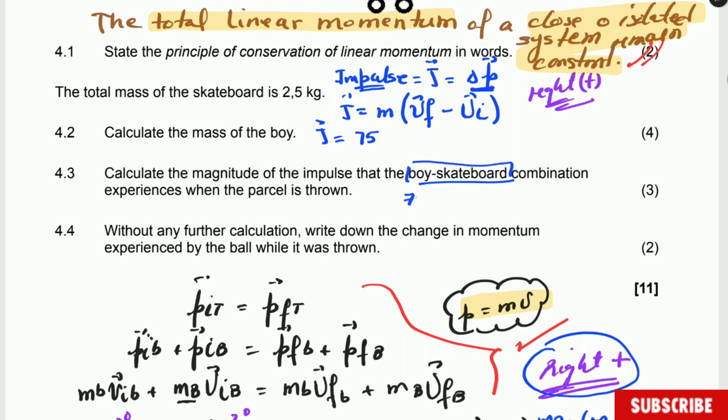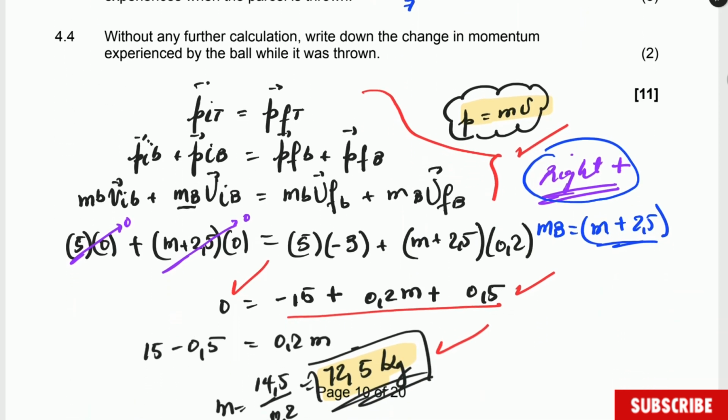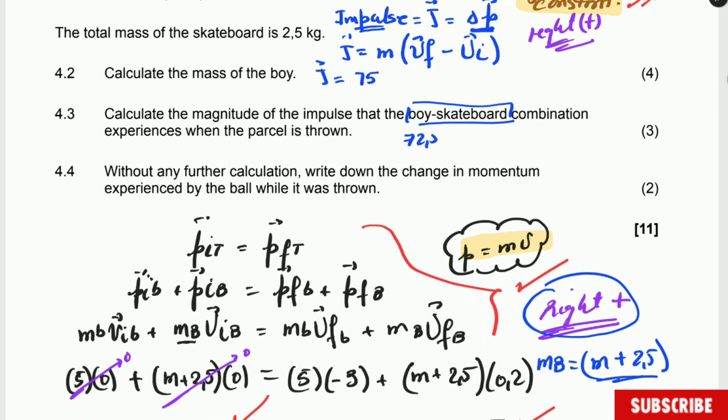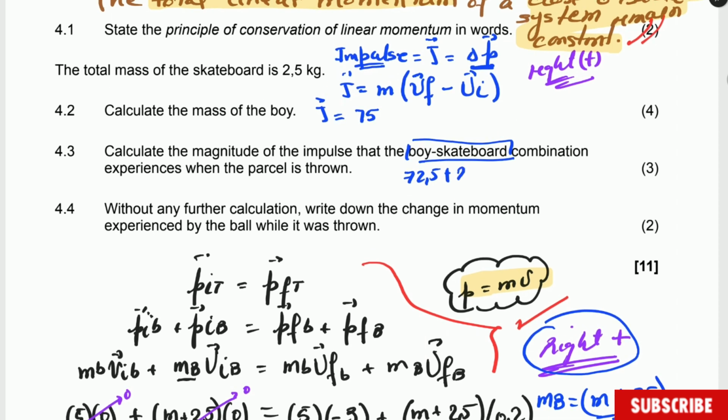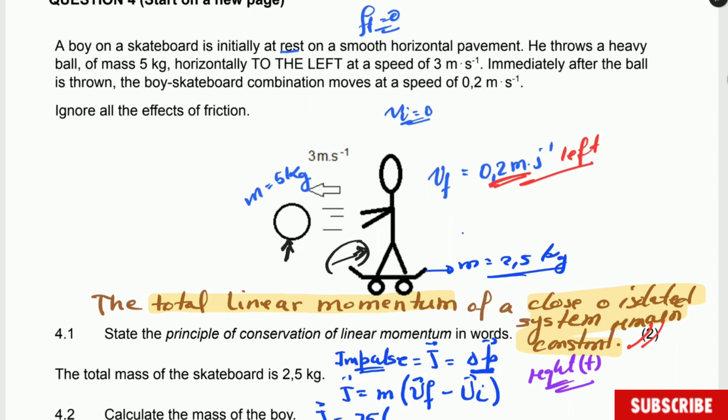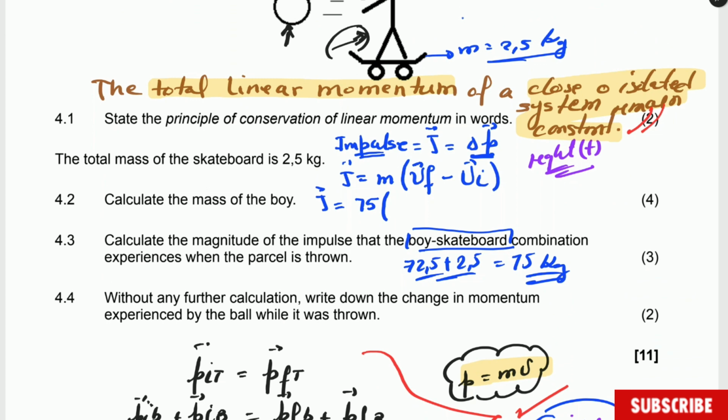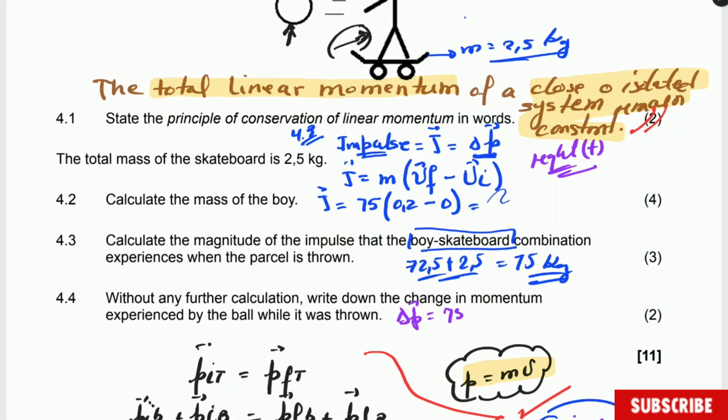This one is 72,5 plus 2,5. That is equal to 75 kilograms, guys. That is important, okay? Multiplied by the final velocity, which is given to us. It was 0,2 to the right, so it's positive 0,2 minus the initial, which was 0. And this one was equal to 15 Newton seconds. That is the answer here.